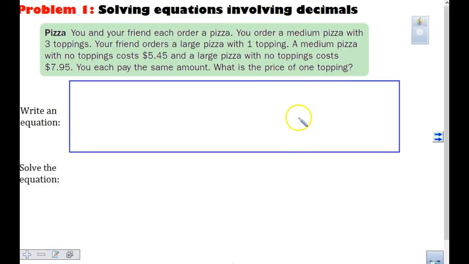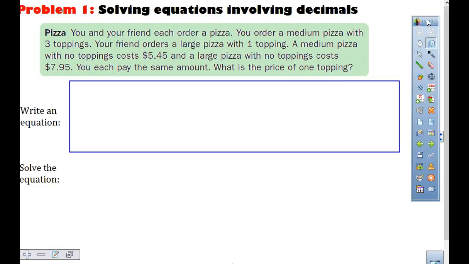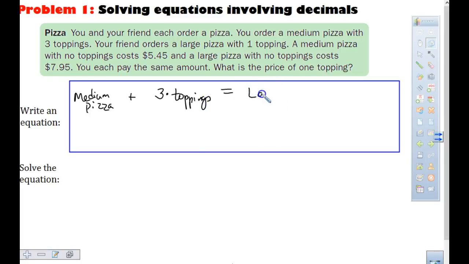So, if we are writing our equation, as we write this one, we need to be thinking about our two things being equal. Well, what was being equal if we look at that? We had the cost of our pizza, the medium, right? You order a medium, so we're going to put medium pizza, plus we had 3 toppings, so 3 times our toppings. Our friend orders a large pizza, plus only has 1 topping.